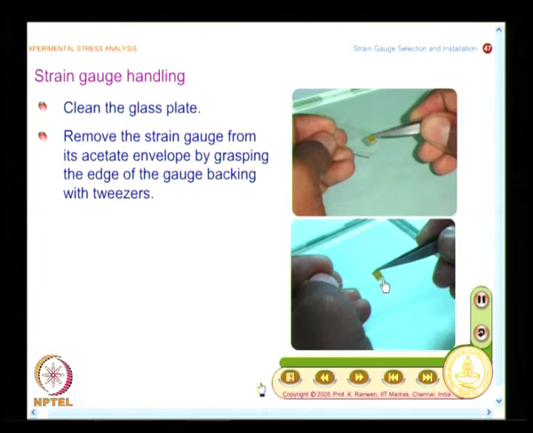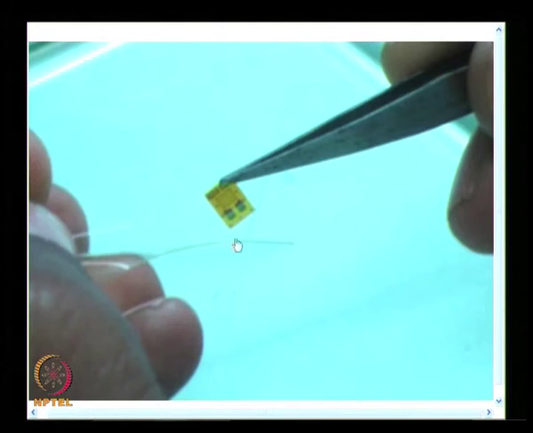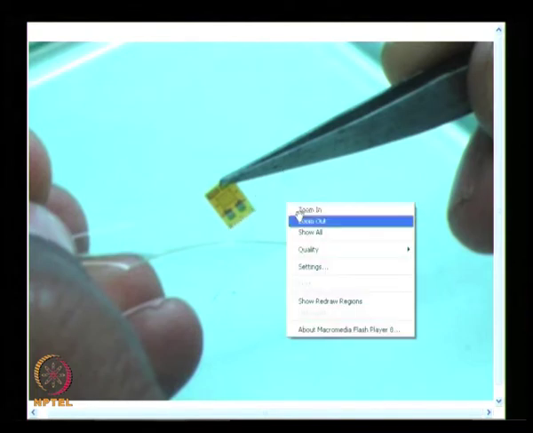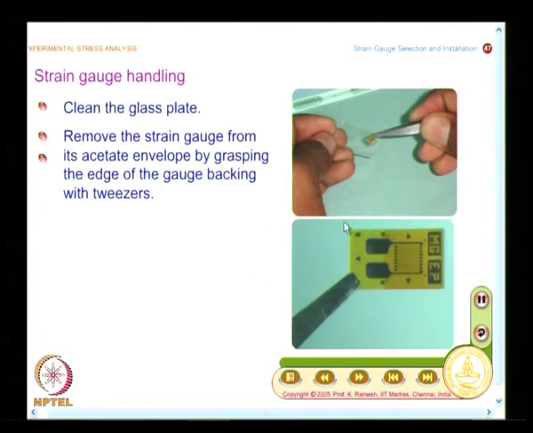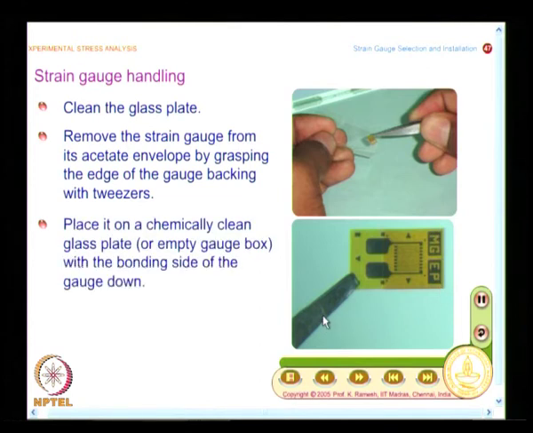We will have a closer look at it, and you can see the grid pattern here, and this is holding only a corner of it. If you touch it in between, what will happen? The foil is so thin, it may eventually get cut. So, you need to remove it with tweezers and place it properly on your glass plate, and that surface should be chemically clean, that is why we have taken a glass plate, or you can also use an empty gauge box.